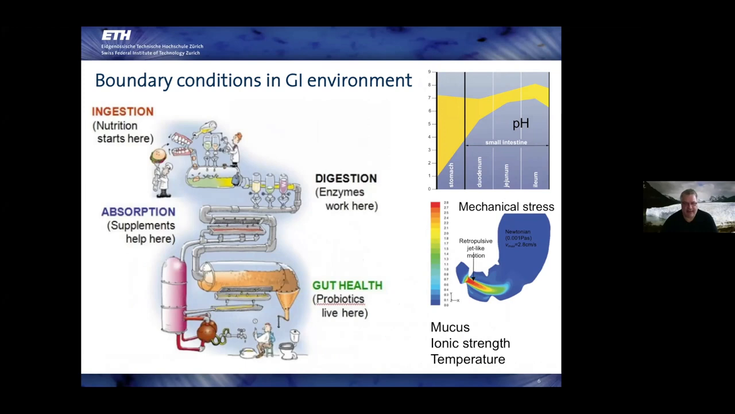And what we have to consider here is the different pHs, the mechanical stresses that we have in the stomach, even though I'm not going to talk about that. We have mucus in both stomach and intestine. We have changes of ionic strength, and of course also temperature is body temperature. So from the food that we take, maybe at 20 degrees or whatever, it is going to be heating up to 37 degrees when we don't have fever. And so these are a lot of boundary conditions to basically have these emulsions stable.